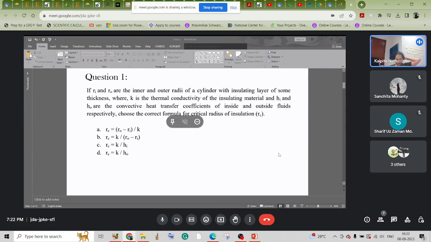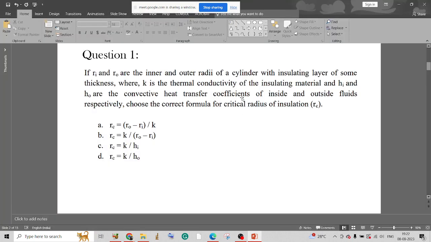Okay then. So the answer will be D only. There is nothing more to show, just what I have said. It will be the heat transfer coefficient of the outer side, that is the ambient atmosphere. So here the ambient heat transfer coefficient of the outside fluid is already given as ho. So obviously it will be option D. Let us proceed to the next question now.